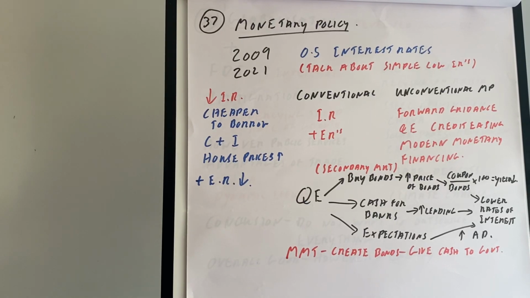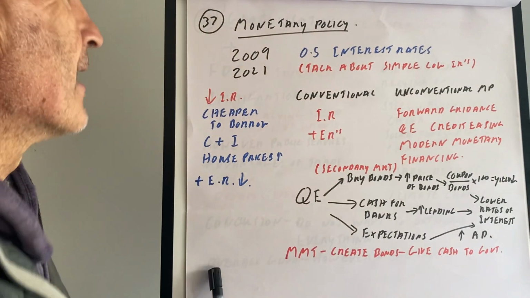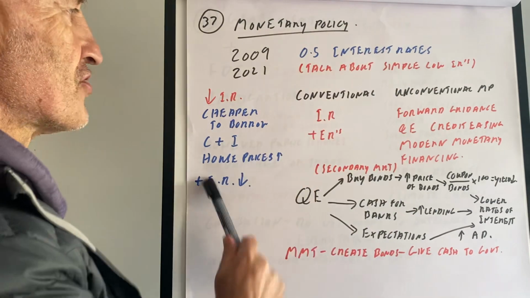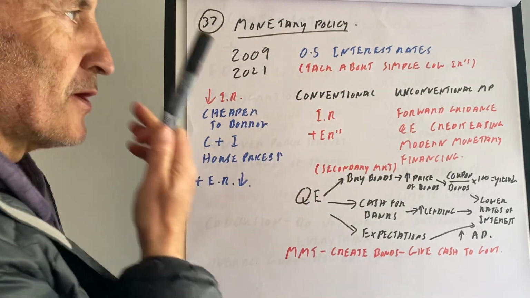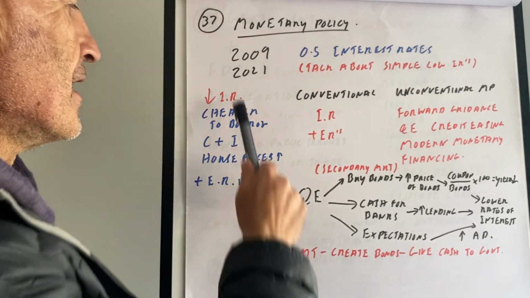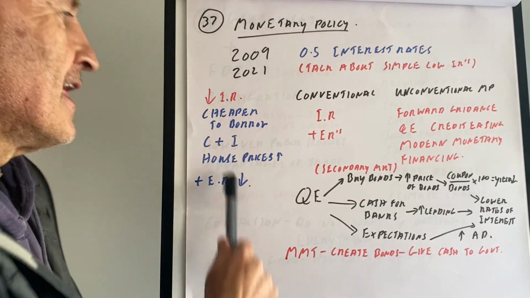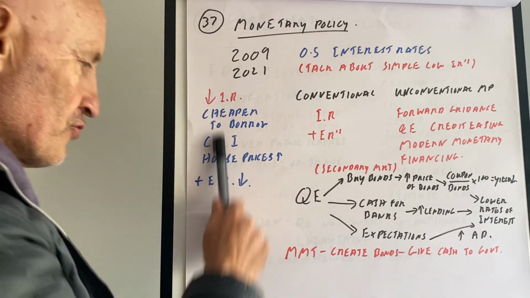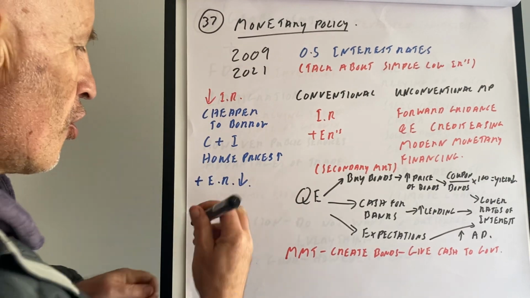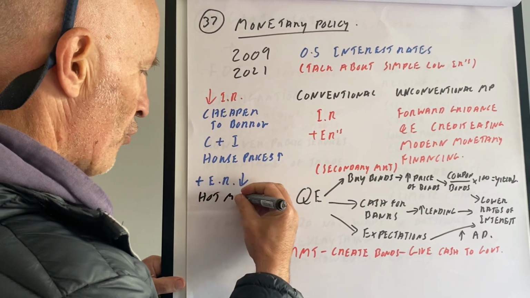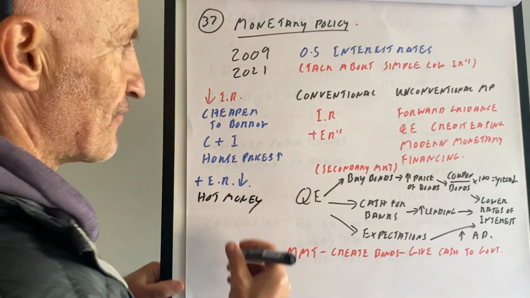Okay, next one on here, we're now on to monetary policy. Remember monetary policy, right. 2009, 0.5 interest rates. Between 2009 and 2021, interest rates were really, really low. It's cheaper to borrow money, therefore C&I will go up and house prices will go up. That is the transmission mechanism, and also the exchange rate will go down because hot money will go abroad, and that is not the same as FDI.